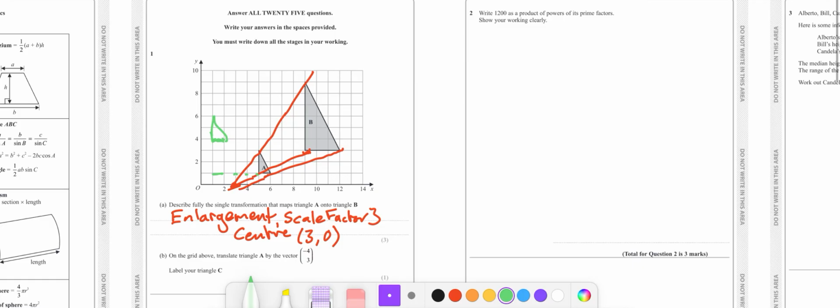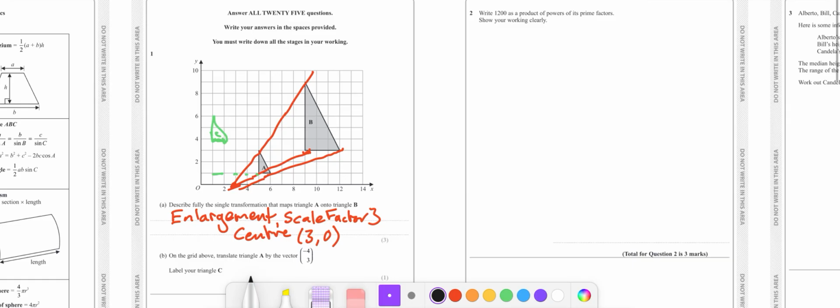So we just get it there, and then it says label the triangle C. So we'll just put a C in there. Okay. Next.